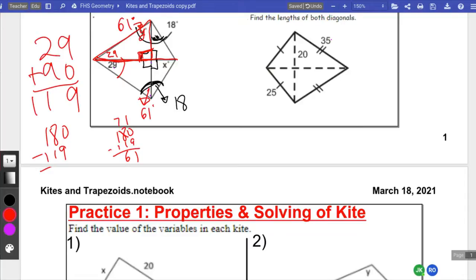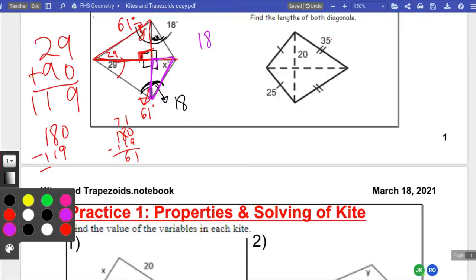Now, how do I get to x? Well, to get to x, I can emphasize this triangle right here. In this triangle, I know I have an 18 degree angle and I also have the 90 degree. Add them up, 108. All right, take that away from 180. 180 minus 108 is 72. So x is 72. We're done. So pretty much you're just applying those properties, and you'll be able to get anything you need to get here.